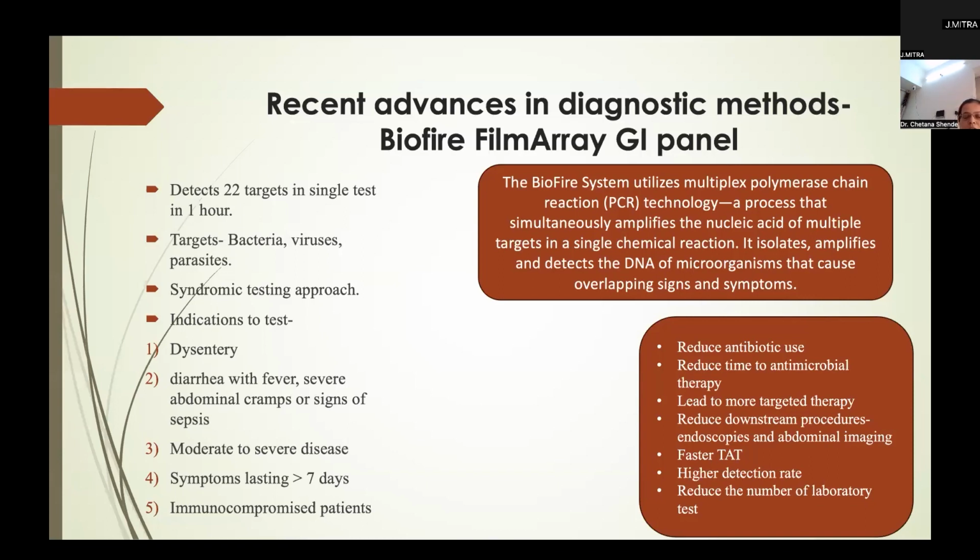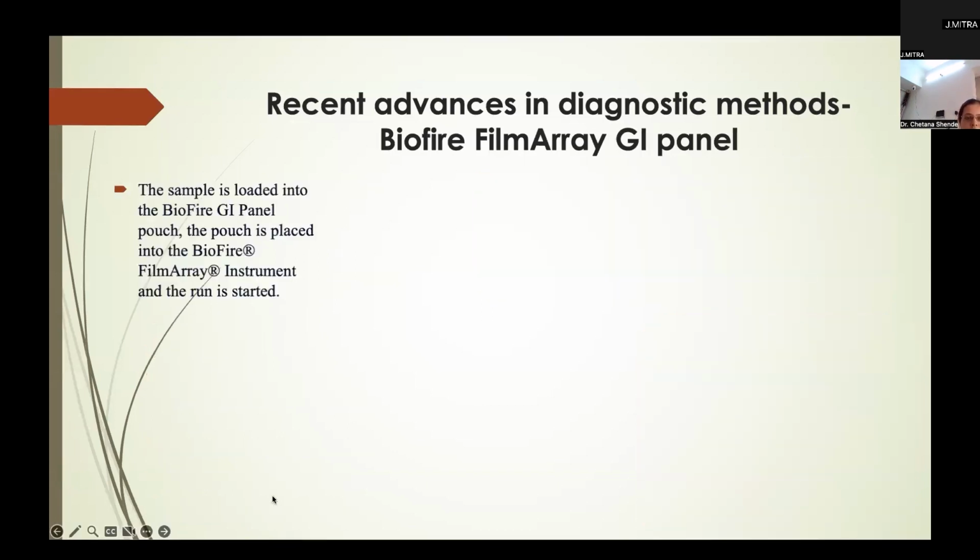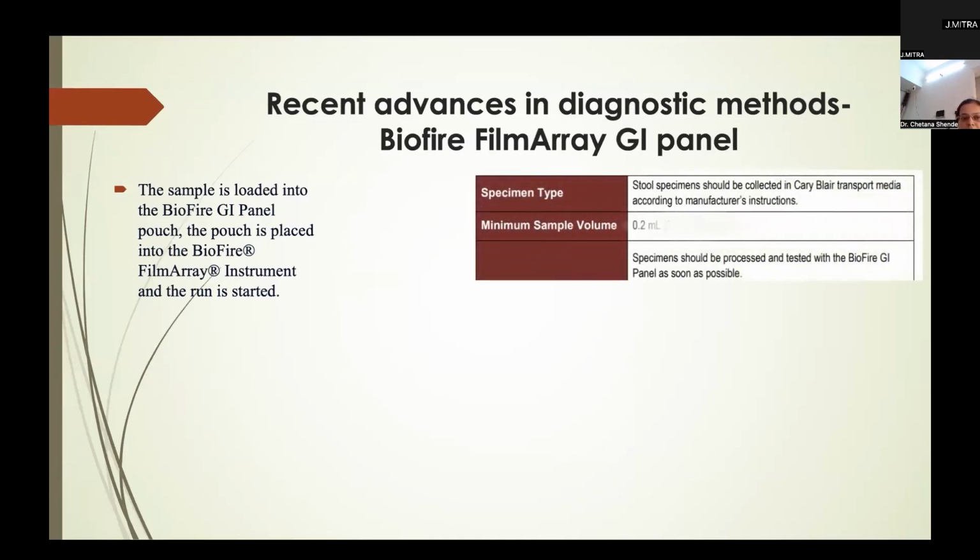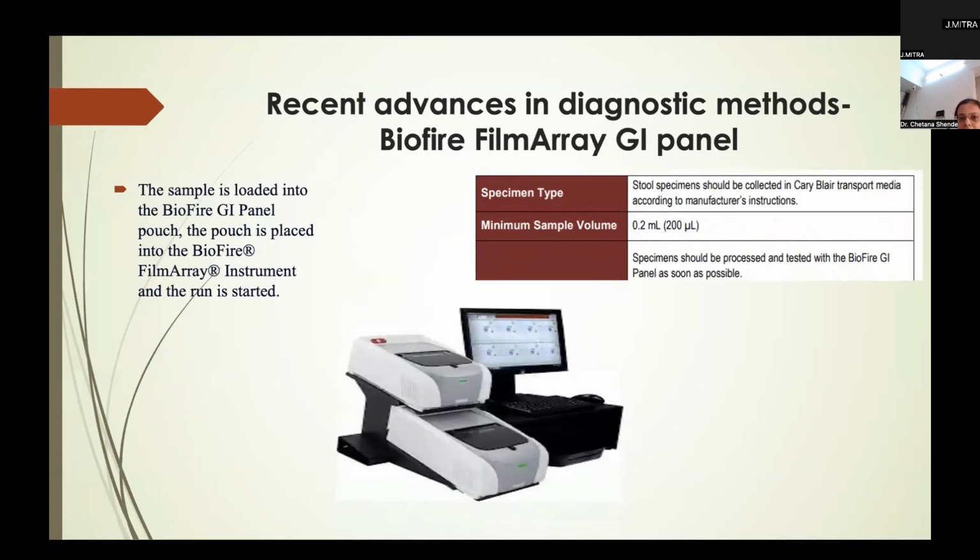So it is basically a syndromic testing approach, and it detects 22 targets in a single test in 1 hour. So we can go for testing whenever the patients have diarrhea, dysentery, fever. Even immunocompromised patients with diarrhea can also be tested with this particular GI panel. The sample is loaded into the BioFire GI panel pouch, and then the pouch is placed into this instrument, and then the run is started. So this is the BioFire instrument.